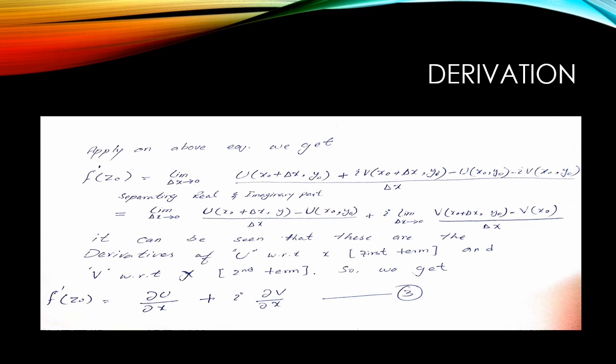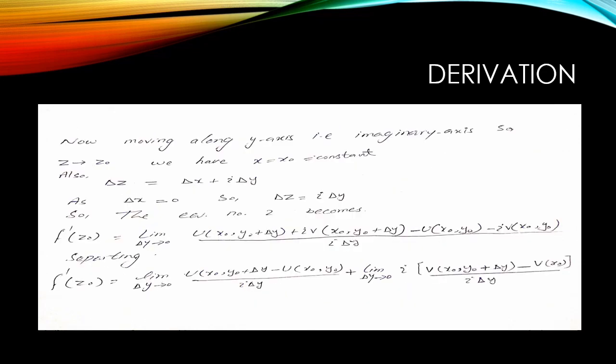It can be seen that these are the derivatives of u with respect to x, the first term, and v with respect to x, the second term. So we can write this whole equation as follows. Here y naught is also written to get it proper. So we get this equation, and we can see from this equation that this is the derivative of u with respect to x, and this is the derivative of v with respect to x. So the equation will become f prime of z is equal to partial u over partial x plus iota partial v over partial x.